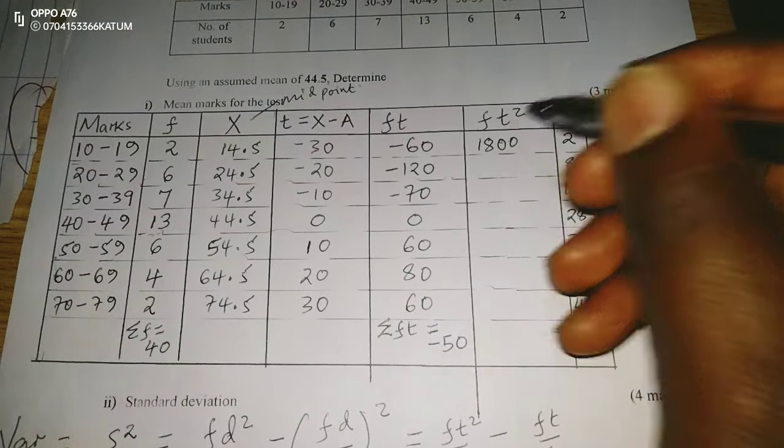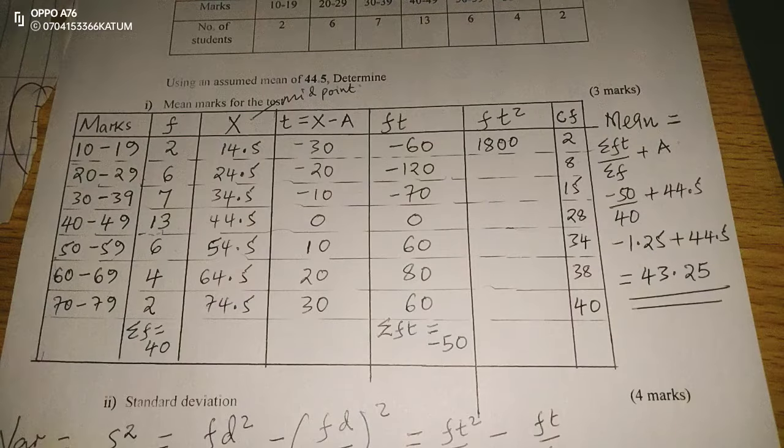The next is going to be 6 multiplied by negative 20 squared. This gives me 2400. The next will be 7 multiplied by negative 10 squared. Remember, I'm squaring strictly the deviations. This gives me 100. This one is going to be 0 because of the value of t.